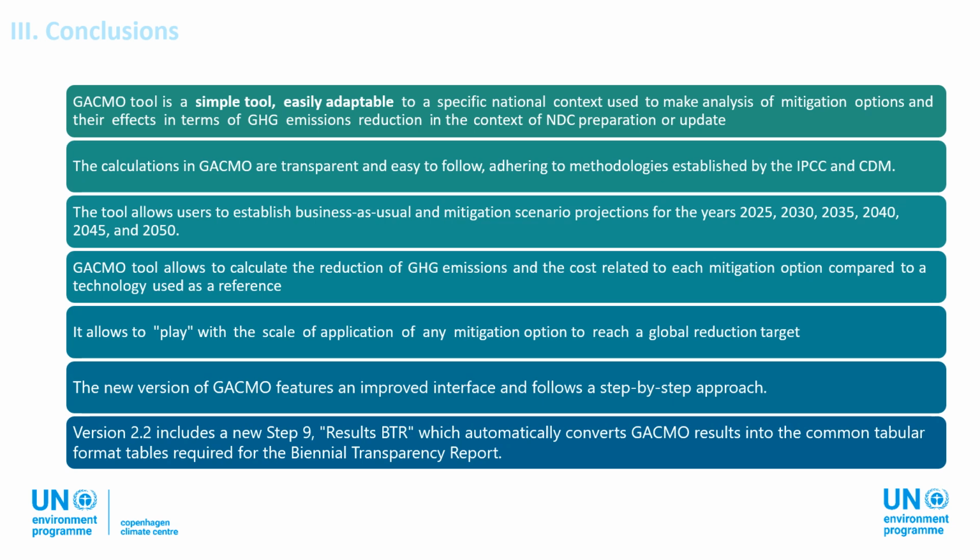The tool allows users to establish business as usual and mitigation scenario projections for the years 2025, 2030, 2035, 2040, 2045 and 2050. GACMO tool allows to calculate the reduction of GHG emissions and the costs related to each mitigation option compared to the technology used as a reference. It allows to play with the scale of mitigation option to reach a global reduction target.